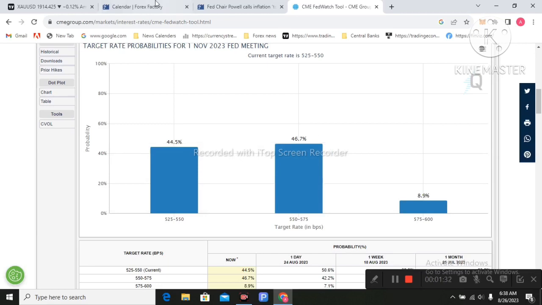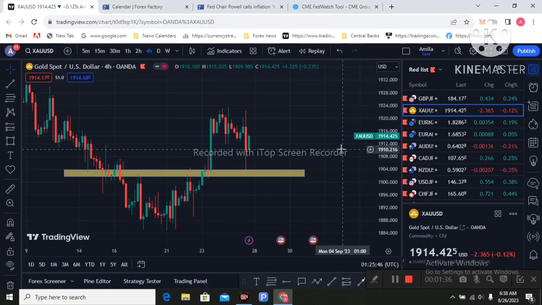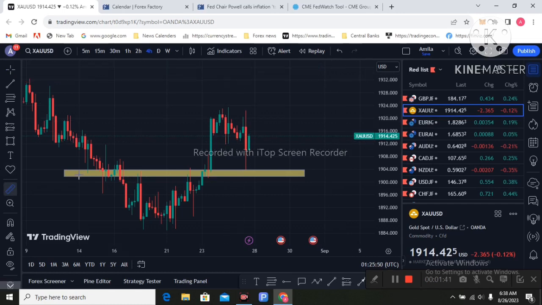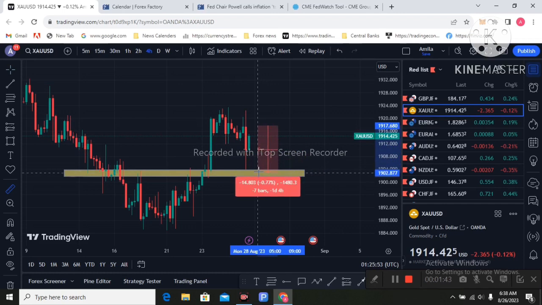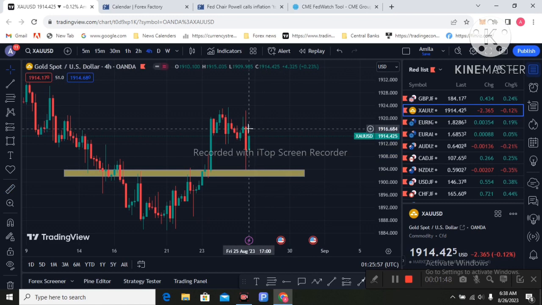So yesterday there was dollar demand with Powell's speech. I have moved to the gold chart. You can see the movement yesterday: price dropped to 1903, 1904 from 1920. The reason is Powell's hawkish speech and the possibility of another interest rate hike if necessary. That is the hawkish stance from the Federal Reserve, and that is the movement of the gold chart.